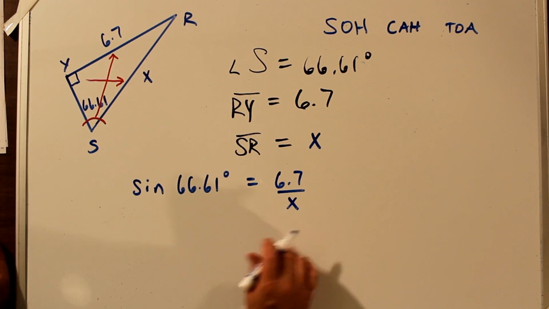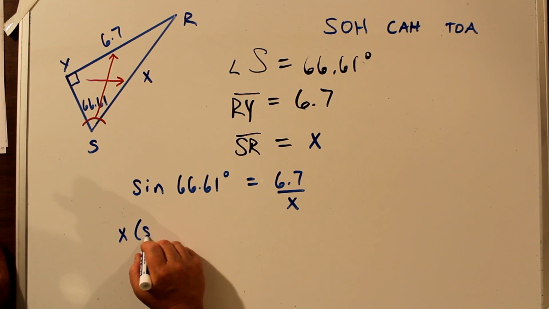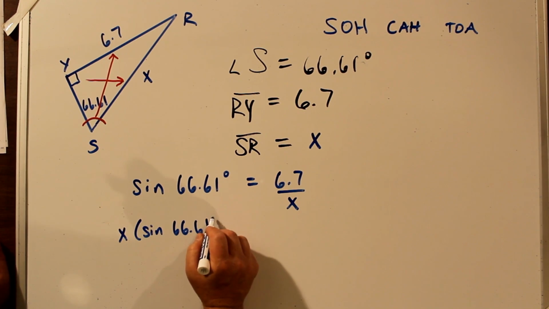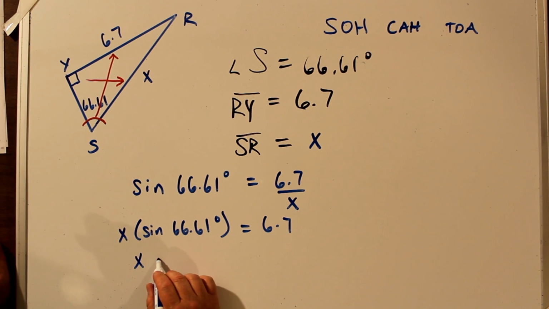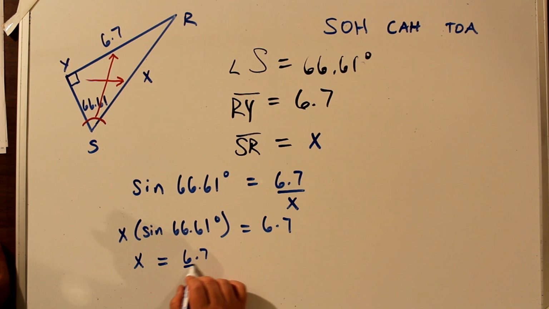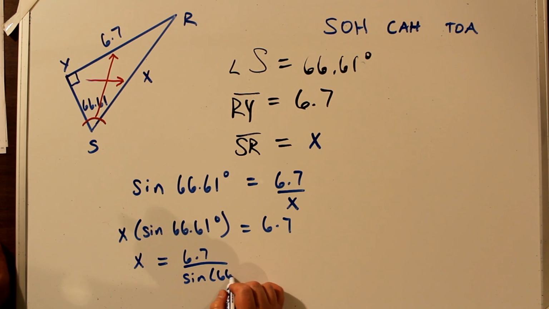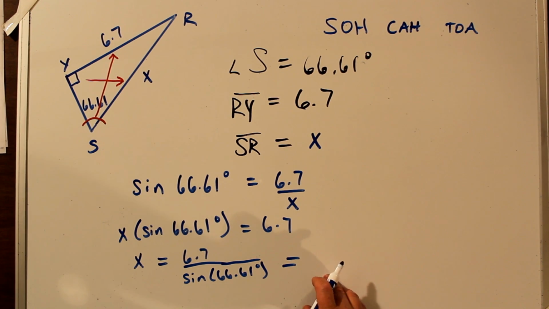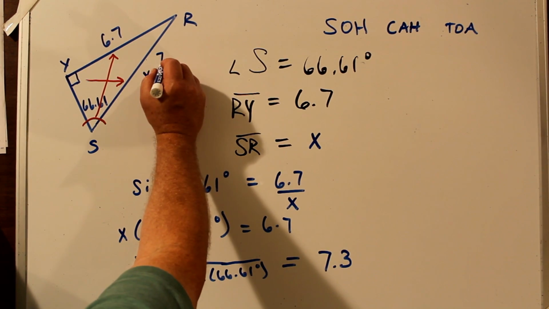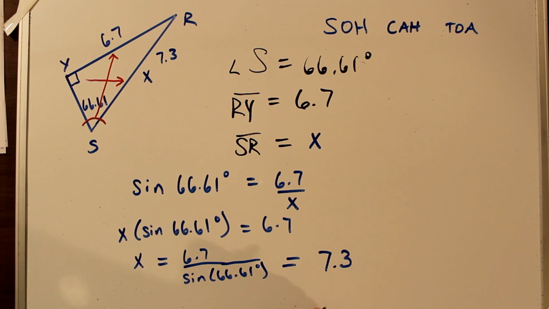Let's multiply through by X. We get X times the sine of 66.61 degrees equals 6.7, and then divide through by the sine to get X by itself. X equals 6.7 divided by the sine of 66.61 degrees. And using our calculator, type in 6.7 divided by sine 66.61, and you'll get 7.2998, which we can round to one decimal place, 7.3. So our hypotenuse, SR, is 7.3.